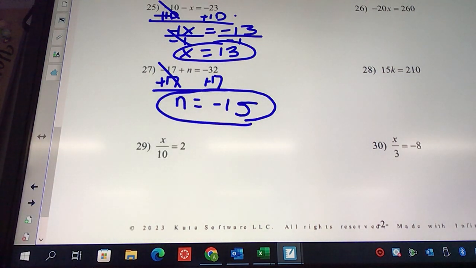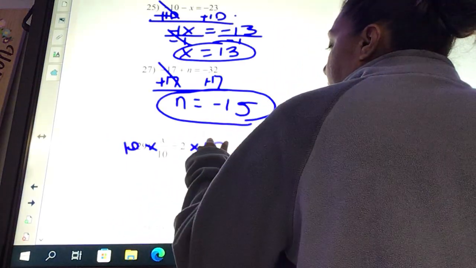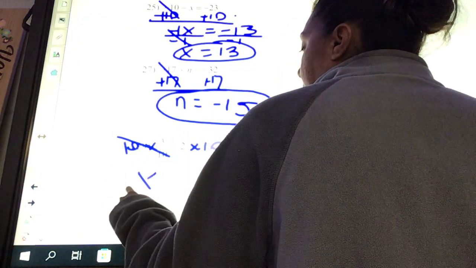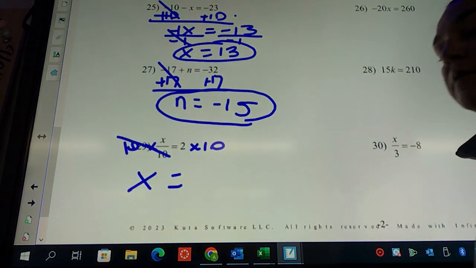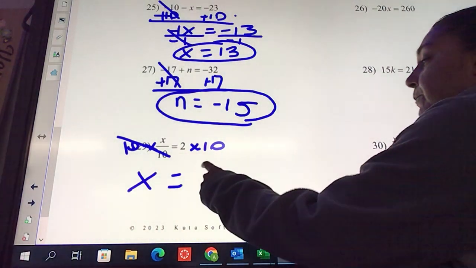Okay, and 29, what kind of problem is this? It is division, so we need to multiply. These are the only ones, when you see a fraction bar, you gotta multiply, okay? So we're gonna multiply what? 10. We're gonna multiply both sides by 10. Okay, and again, if I do it to one side, I gotta do it to the other side. So on this side, I got x, what is 2 times 10? 20.